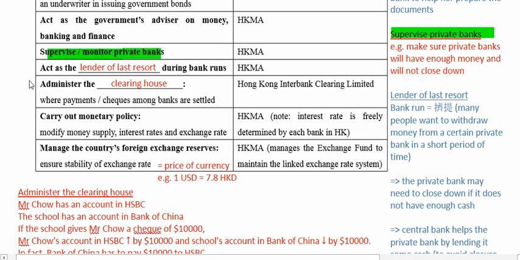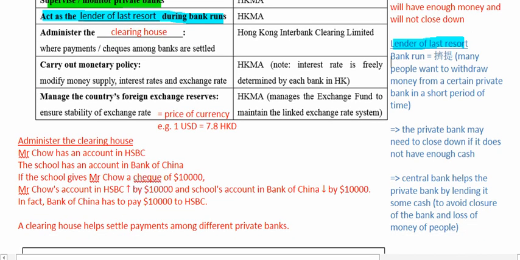The next is to act as lender of last resort during bank runs. Bank run means many people want to withdraw money from a certain private bank at the same time. The private bank may need to close down if it does not have enough cash for the withdrawal. In this case, the central bank can help by lending it some cash so that the private bank will not close down.